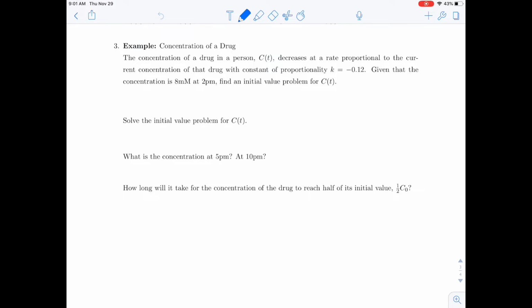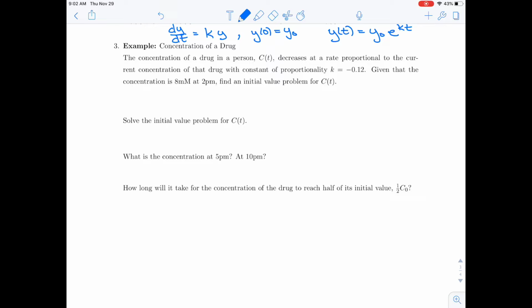Today we are going to do two examples of exponential growth and decay, which are differential equations that have the form dy/dt equals k times y, with an initial condition y(0) equals some value y sub 0. And earlier we saw that the solution to these equations was y(t) equals y0 e to the kt.